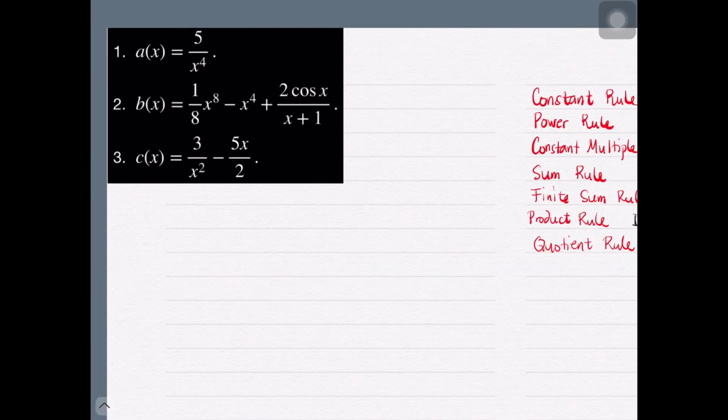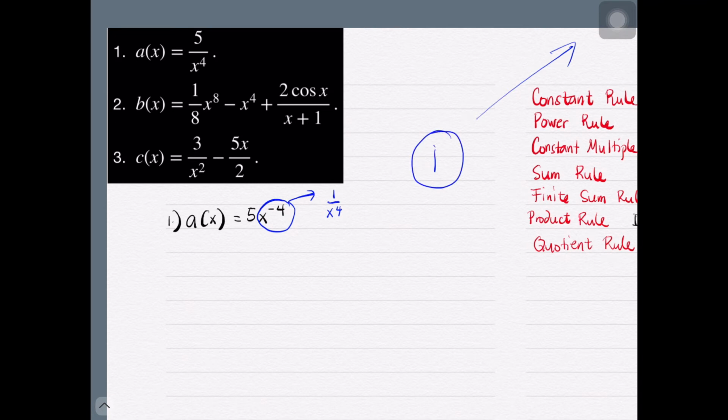Let's now apply these differentiation rules in answering these 3 items. For our first item here, notice that 5 over x to the power of 4 can be written as 5 times x to the power of negative 4. If you want to have a review on laws of exponents, we have a discussion on negative exponents on that suggested video.